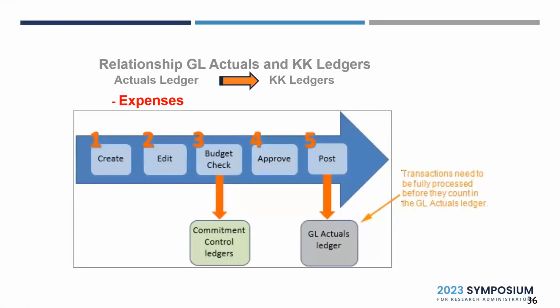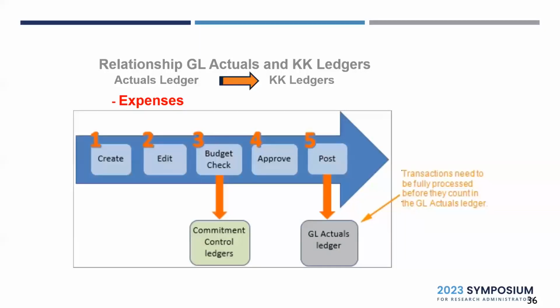This graph shows the relationship between the general ledger actuals and the KK ledger. Any expenses recorded on the actuals ledger, let's say, for example, a voucher or a minor journal, such as a JBL, which is a billing journal, will decrease the available budget. As you see on this graph, stage 1 is when the journal is created. Then the edit process is run. Stage 3 happens alongside stage 2. This is when the budget is checked and is reduced.